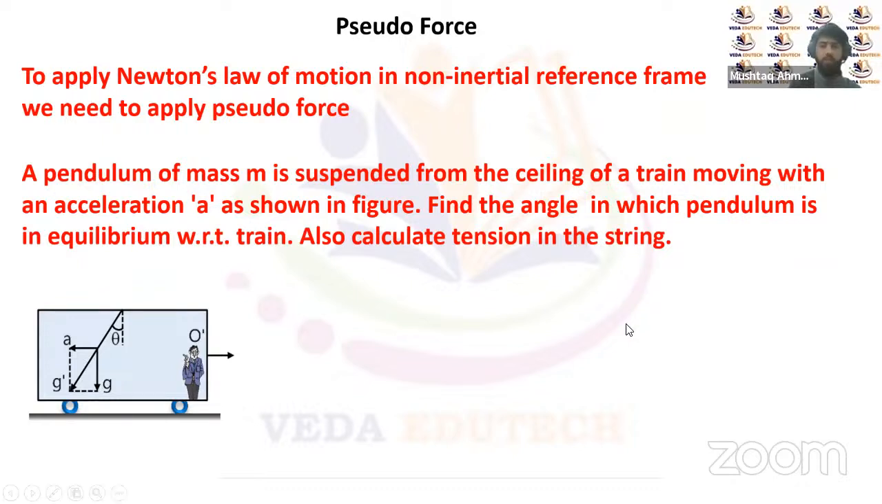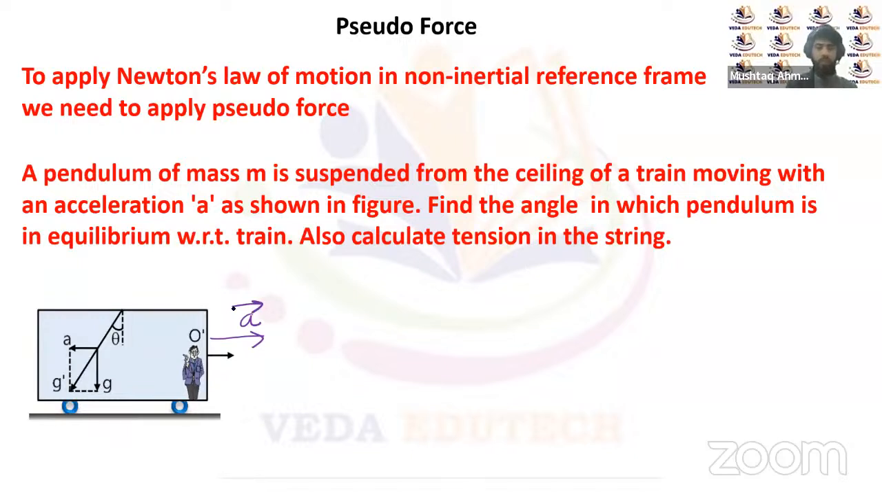We can see a pendulum of mass m suspended from the ceiling of a train moving with an acceleration a, as shown in the figure. Find the angle at which the pendulum is in equilibrium with respect to the train. Also, we have to find the tension in the string. So there are two references. We can observe this system with respect to the ground frame, or within its own frame, which is accelerating. The train is moving with a horizontal acceleration a.